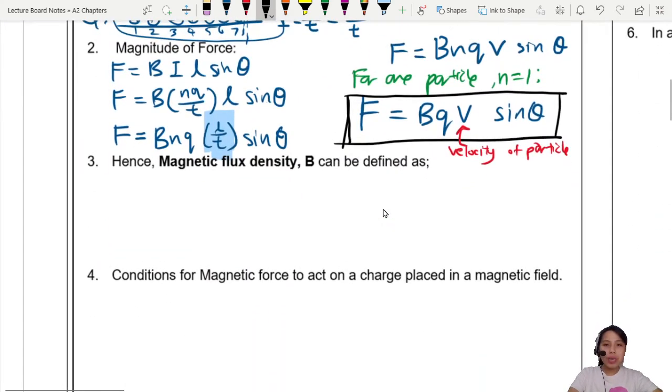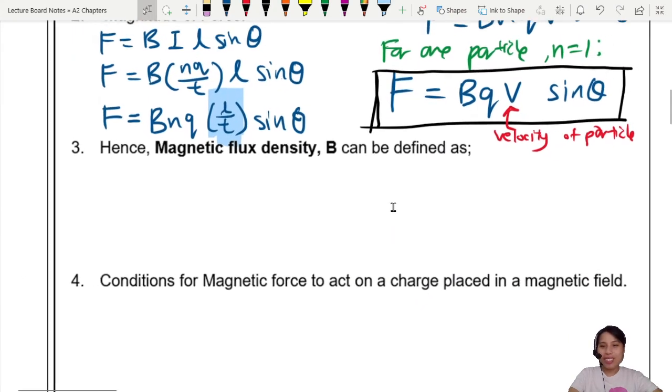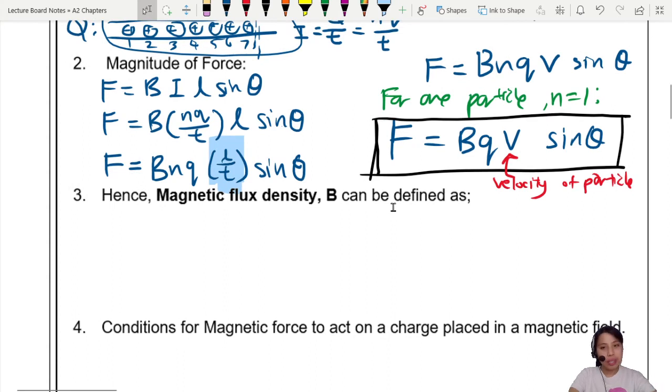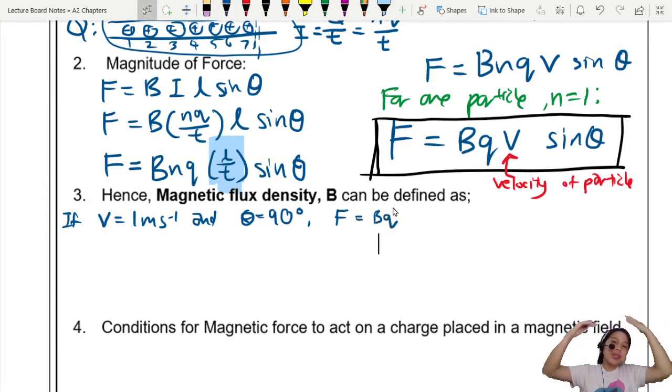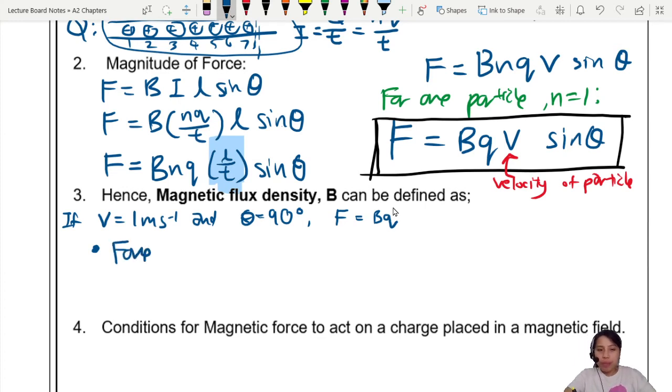Okay, now let's move to this part. We can also define magnetic flux density using this. Last time we defined it using a current in a conductor. Now we can define it by a particle moving in the field too. So how can we define this? Let's say V is 1 meter per second and theta, let's say the particle enters at right angles to the field, which is usually the case. Then how can we simplify this equation? Then this will just become F equals to BQ. That's it. So we simplify all this so that we can come up with another definition of magnetic flux density in terms of particles. And that will be that the force acting on, not the wire, acting on the particle now. Or I should say, the unit charge.